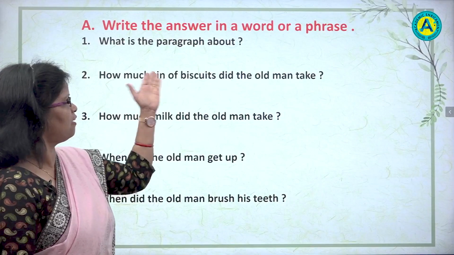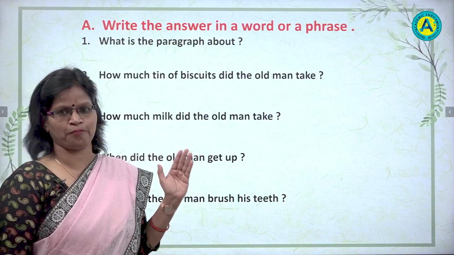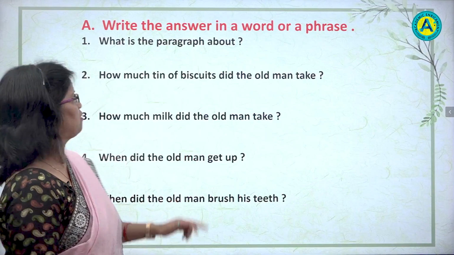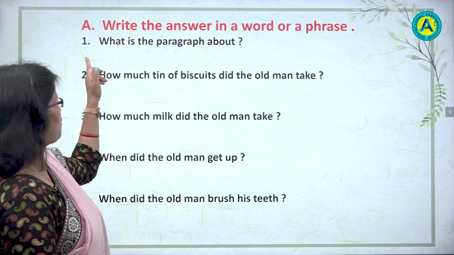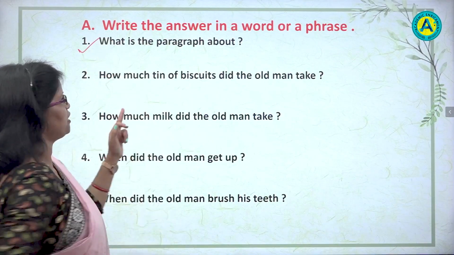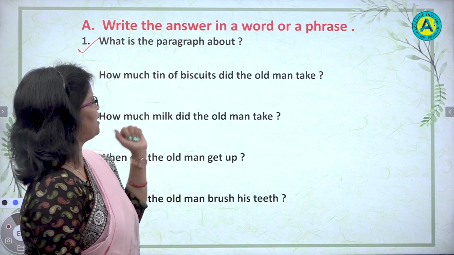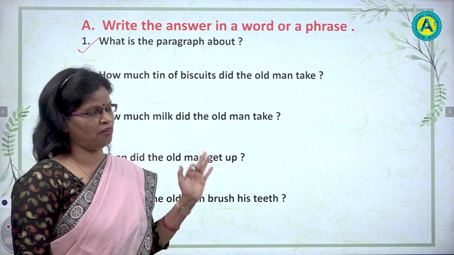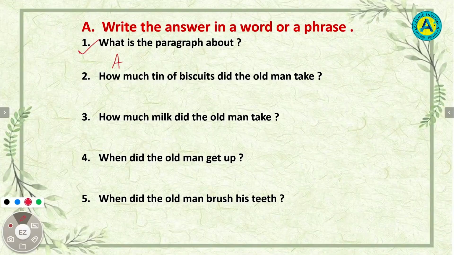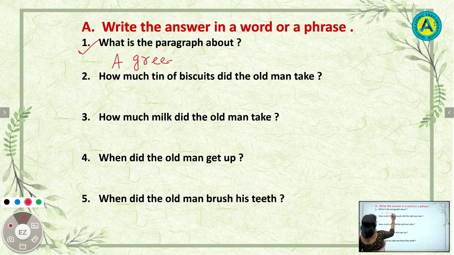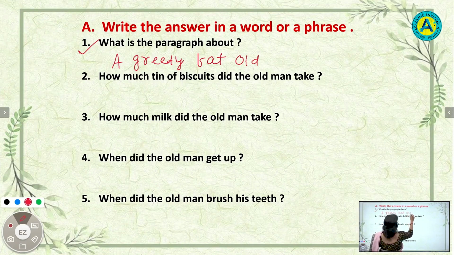Now students, let's discuss some question answers from this paragraph that we have learned. Write the answer in a word or a phrase. So the first question is, what is the paragraph about? Yes, this paragraph is about a greedy, fat, old man.